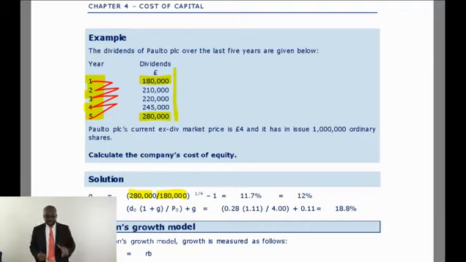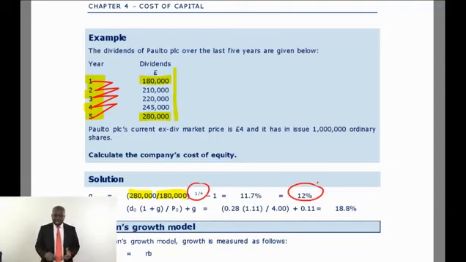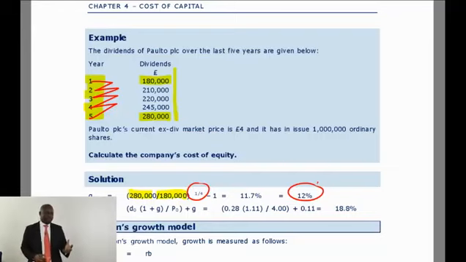It's grown 4 years. So you're going to say raise the power 1 divided by 4 minus 1, and you get about this 12%. Remember, when I say 5 years ago, n is 5. But when I give you 5 years like this, n is 4.